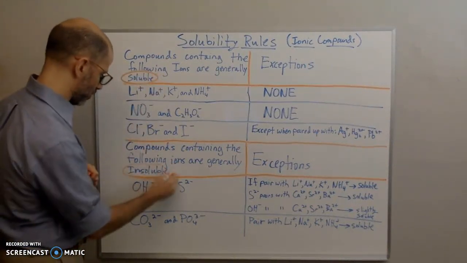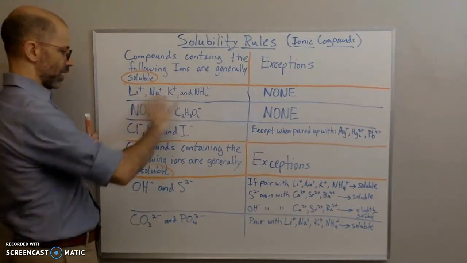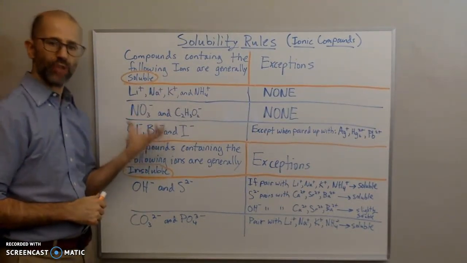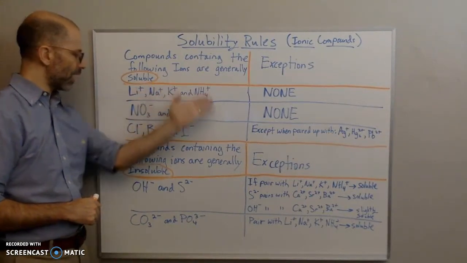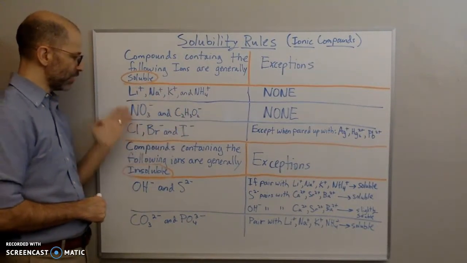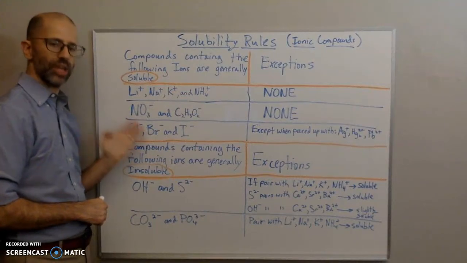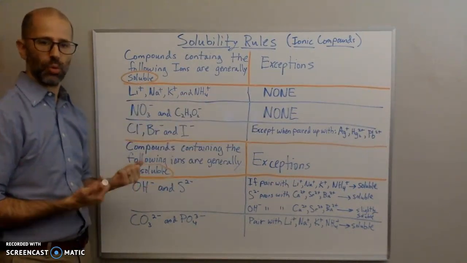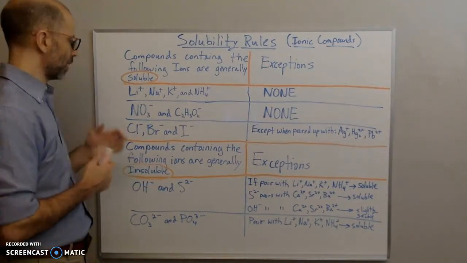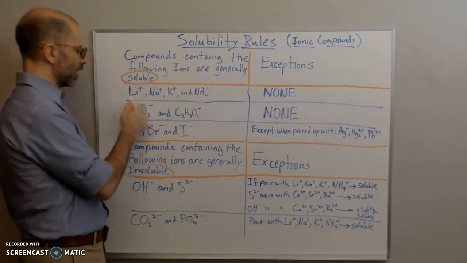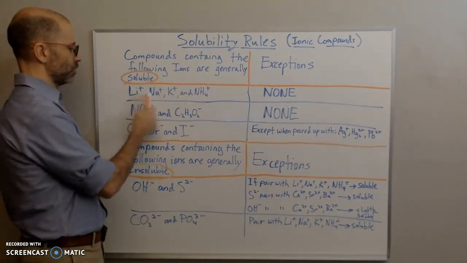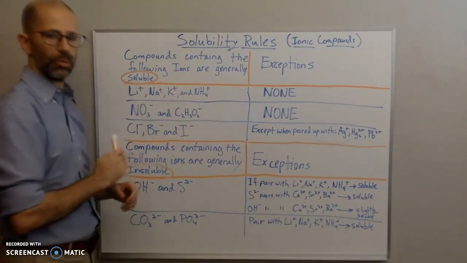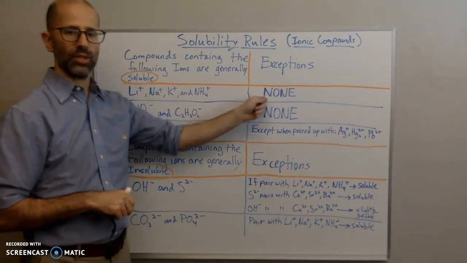So everything here that falls below here has to do with whether or not they are soluble. So any ionic compounds that have these ions in them are generally soluble. And then on this side, there's going to be some exceptions or not. So, for example, any ionic compounds that have lithium, sodium, potassium, or ammonium in them are going to be soluble. And there are no exceptions to this.